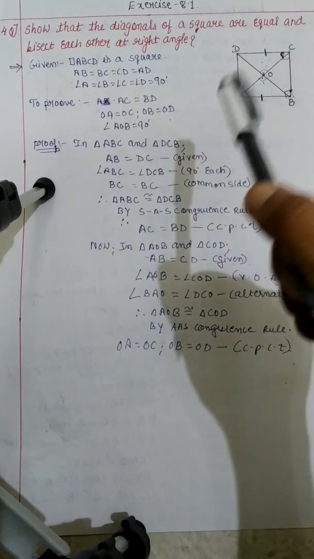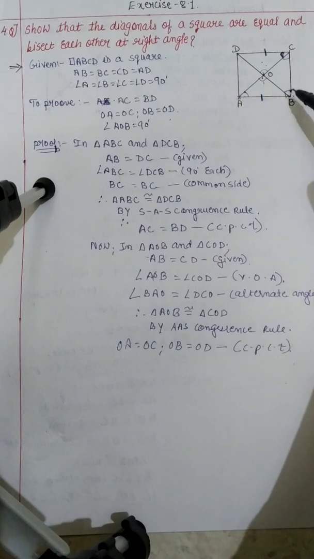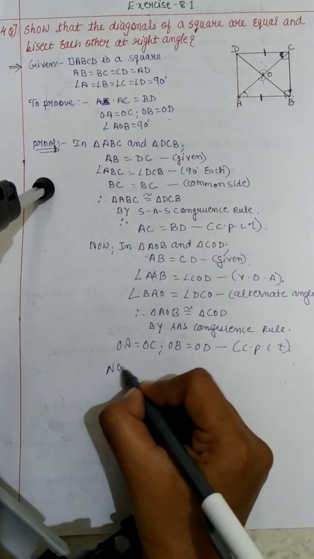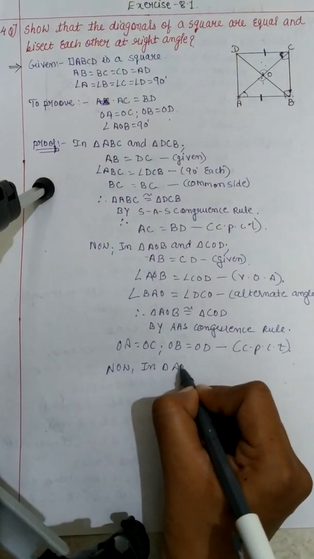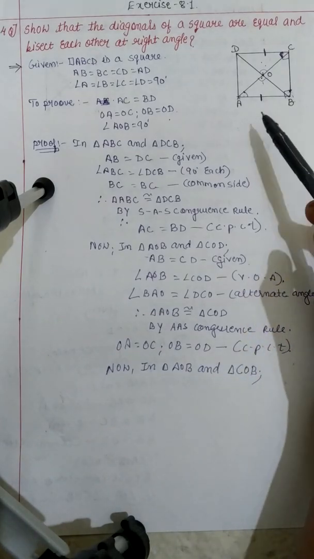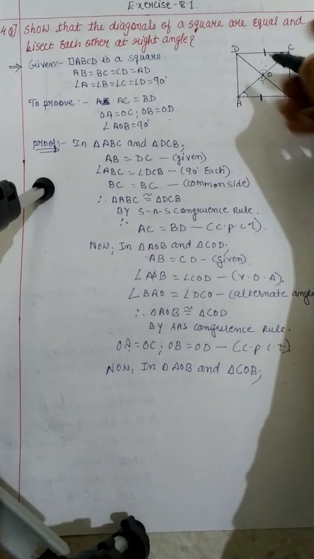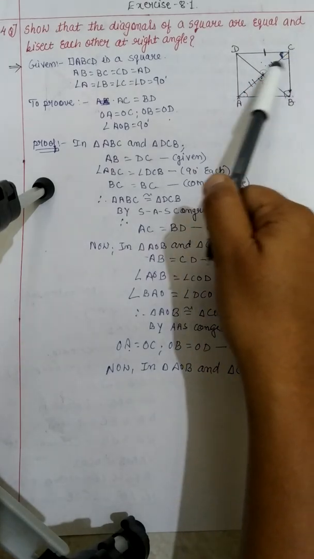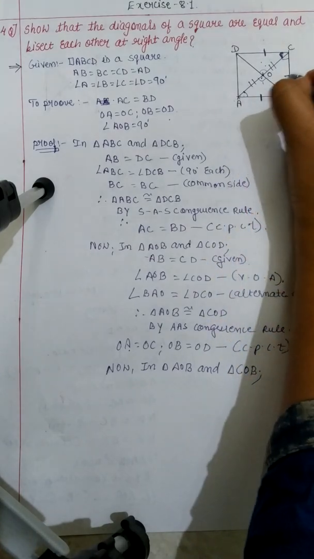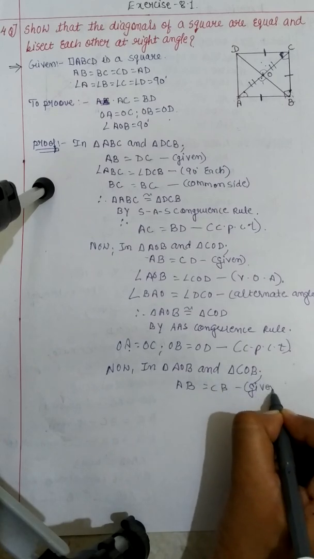For showing the third part, once again we are going to go for congruency, and this time the triangles will be AOB and COB. Now in triangle AOB and triangle COB, how can we prove it as equal? OA is equal to OC, which we have already shown. Then OB is a common side, and obviously it is a square, so AB is equal to CB. Let's write that AB equals CB. That was already given to us.